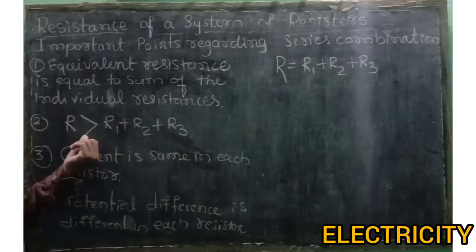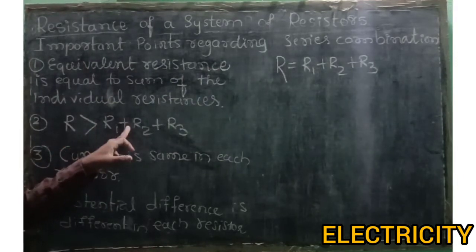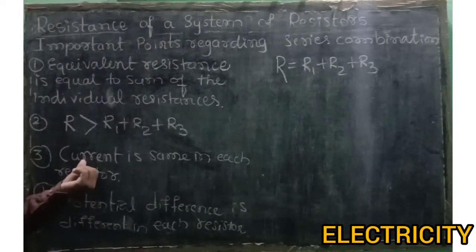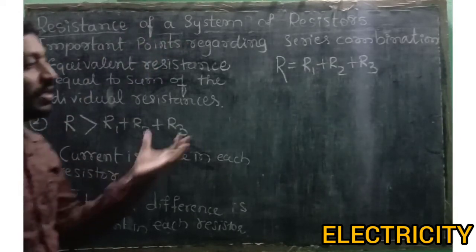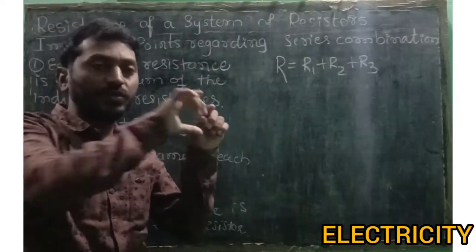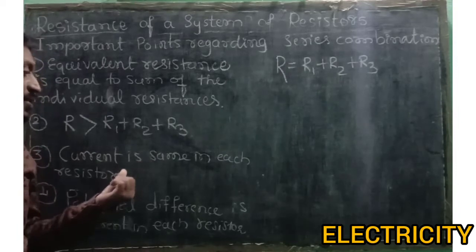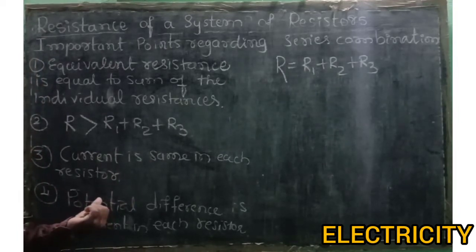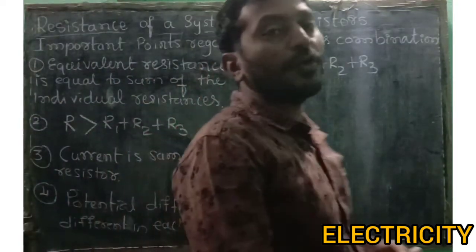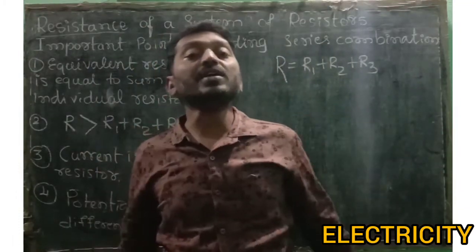Second, the equivalent resistance is always greater than the individual resistance of each resistor, right? And the current is the same in each resistor. In the circuit diagram already shown, R1, R2, R3, the current is the same in each resistor. And last, the potential difference is different in each resistor. So these are some important points about resistors in series combination.